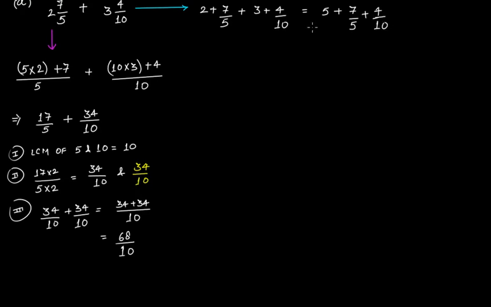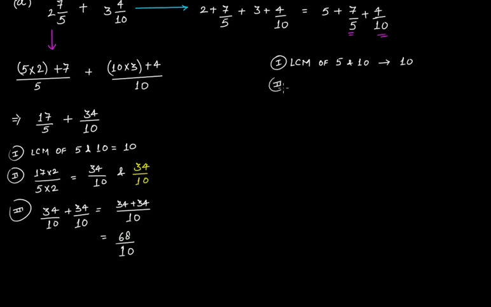Now again, these two fractions, this one and this one, are unlike fractions. So the first step to add these two fractions will be to find the LCM of 5 and 10. So LCM of 5 and 10 will be what? 10. Why? 5 is a factor of 10. Therefore, if you find the LCM, then you'll get 10.